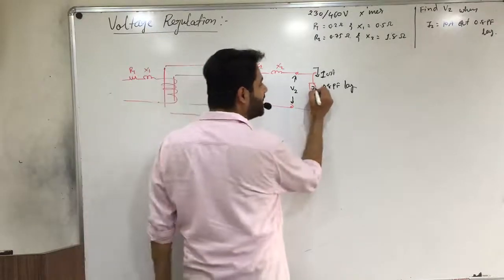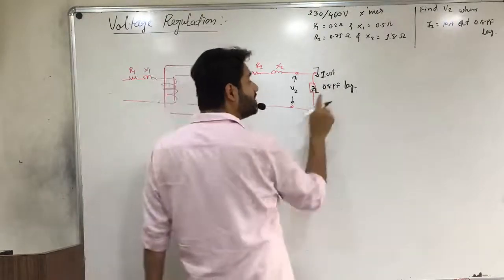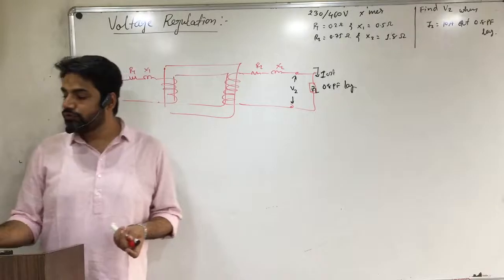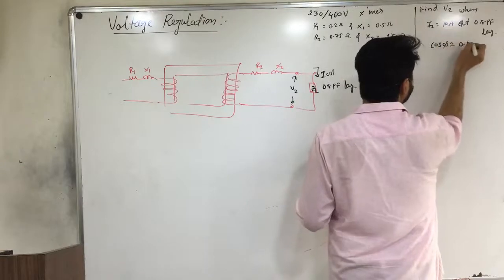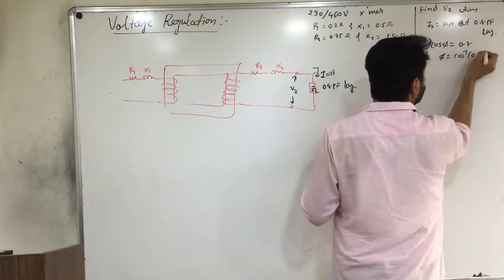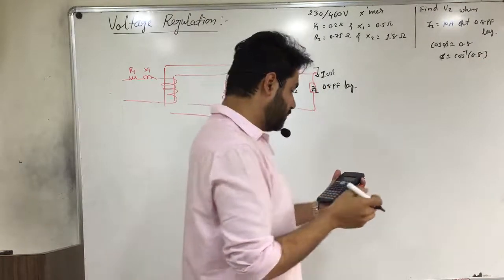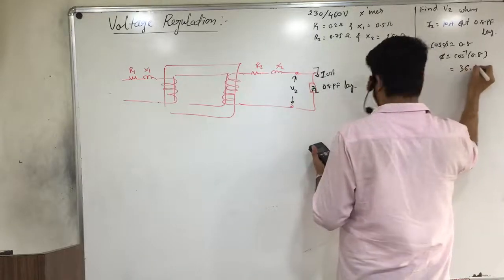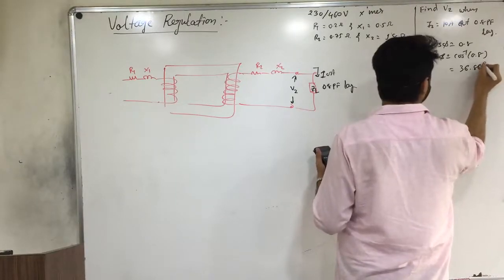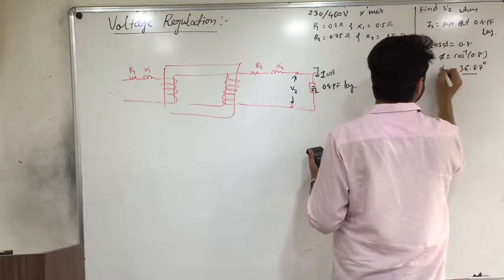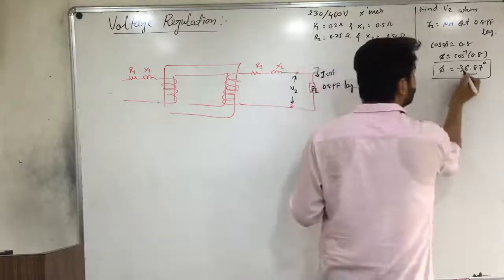If Z load had been given, then current multiplied by Z would give me the voltage. Z is not given to me. Current is given to me at 0.8 power factor lag. So we have to calculate cos phi, which is equal to 0.8. So phi is equal to cos inverse 0.8, which comes out to be 36.87 degrees. Now this is a lagging current, so that's why my phi would be negative.